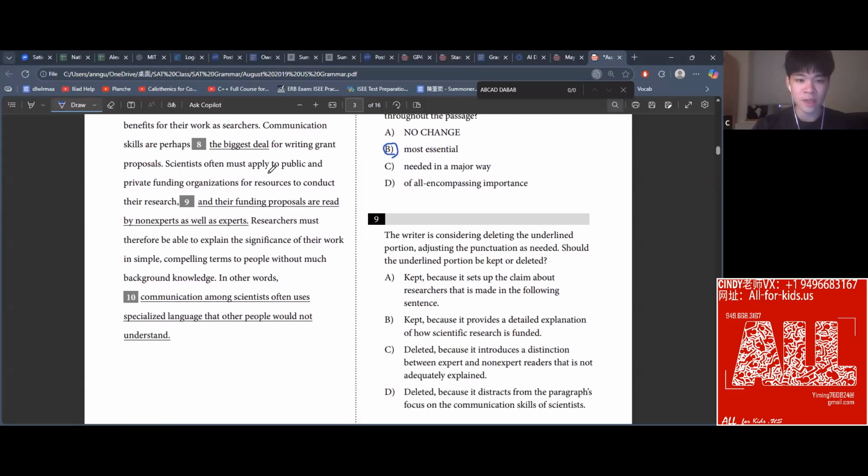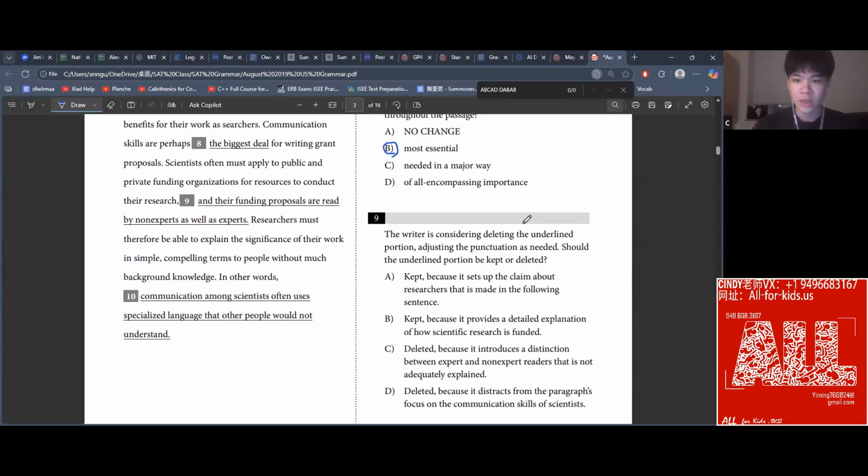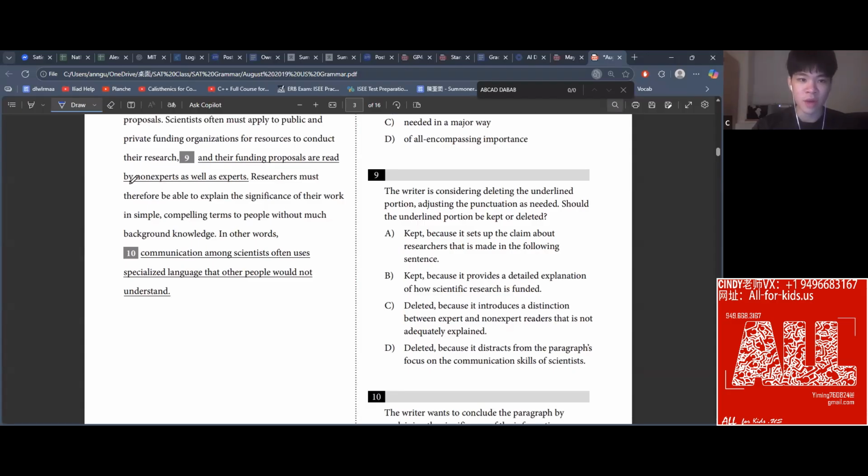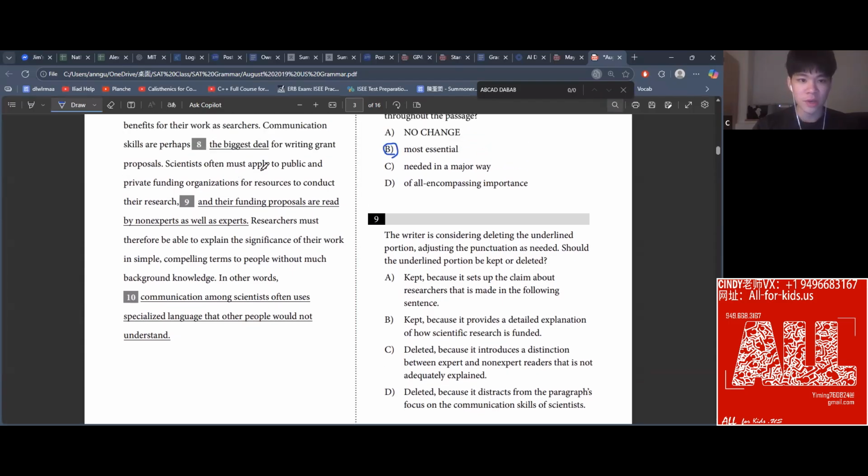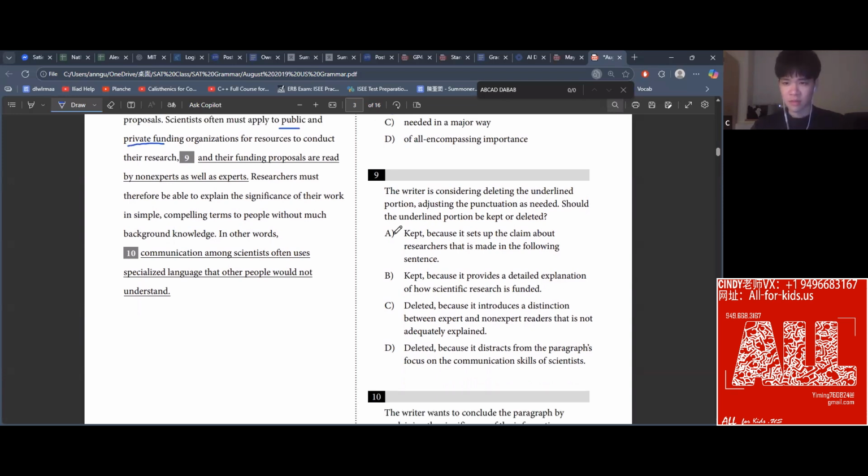Next, "scientists must often apply to public and private funding organizations for resources to conduct their research." So they're considering deleting the underlined portion. "Their funding proposals are read by non-experts as well as experts." So should the underlined portion be kept or not? "They must apply to public and private funding organizations to conduct their research." Do you think we should keep this? I think innately it's a little bit off topic. It feels a little bit unrelated to what we're talking about. So intuitively, I want to remove it, but then we want to analyze the back portion as well. So let's first ignore kept, delete.